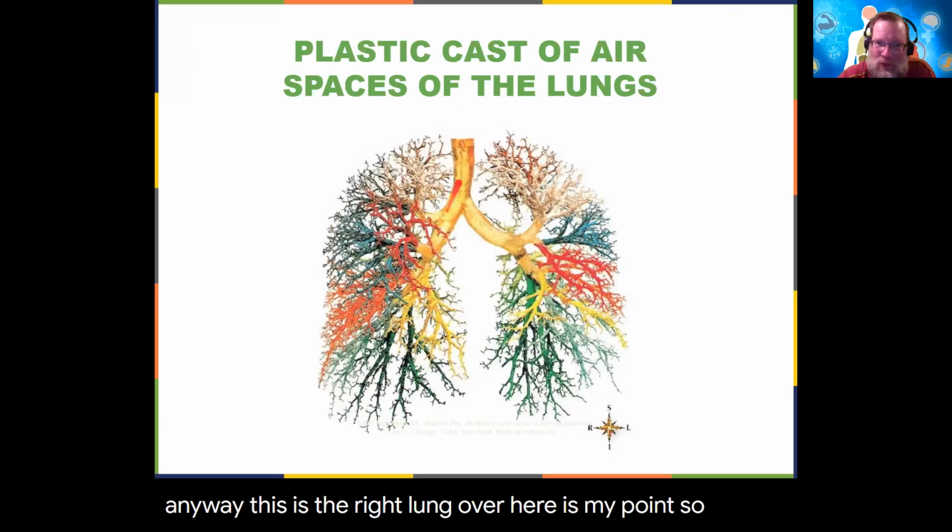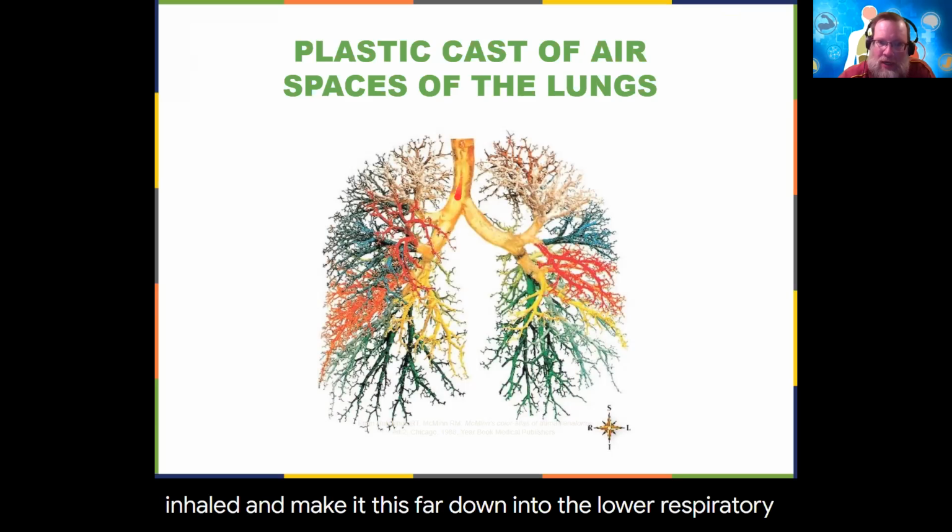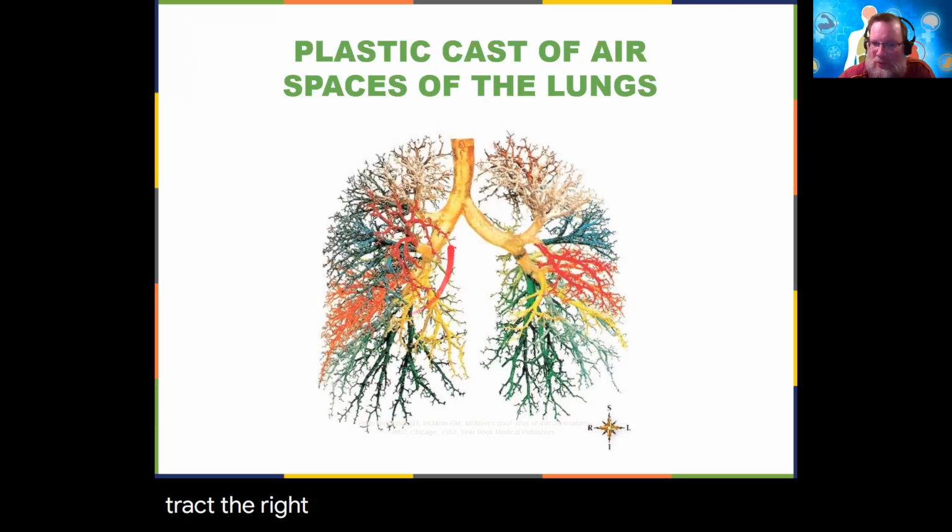So you notice how the trachea does kind of continue and taper a little bit into that right primary bronchus, whereas the left primary bronchus almost looks like an off ramp. So what we end up seeing is a smaller left lung than right lung. We also would potentially see, if something were to be inhaled and make it this far down into the lower respiratory tract, the right side is probably where it's going to lodge itself.